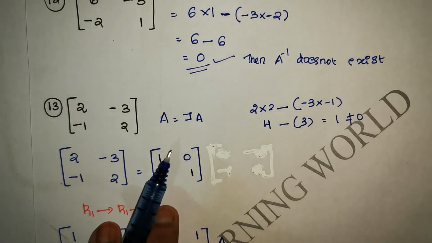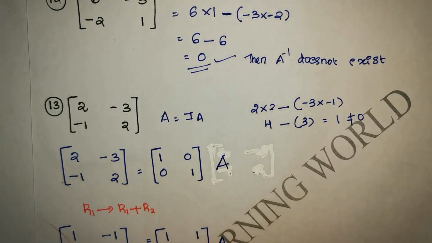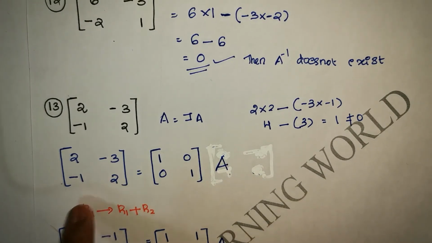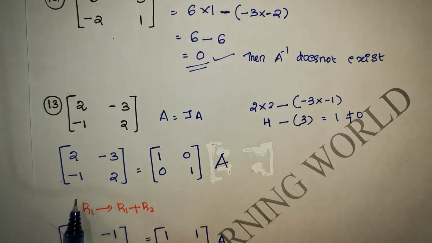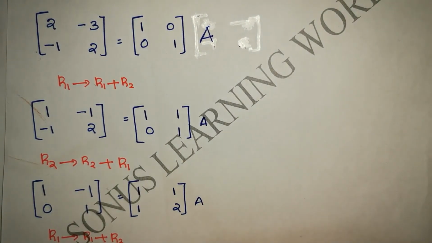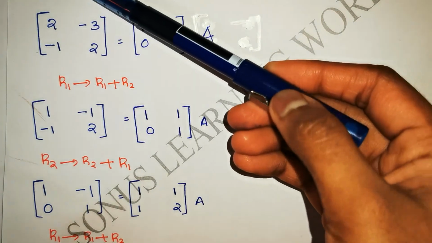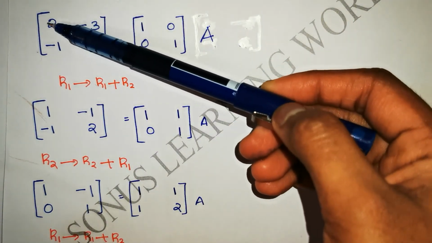So first step is we have to write A is equal to I into A. Okay, so this is our A. 2 minus 3 minus 1 2, that is equal to our identity matrix 1 0 0 1 into A. Okay, students, let's do the operations next. So what can we do first? Okay, I am going to change this R1. I am going to make this 1. Okay, instead of 2, I have to make this 1.